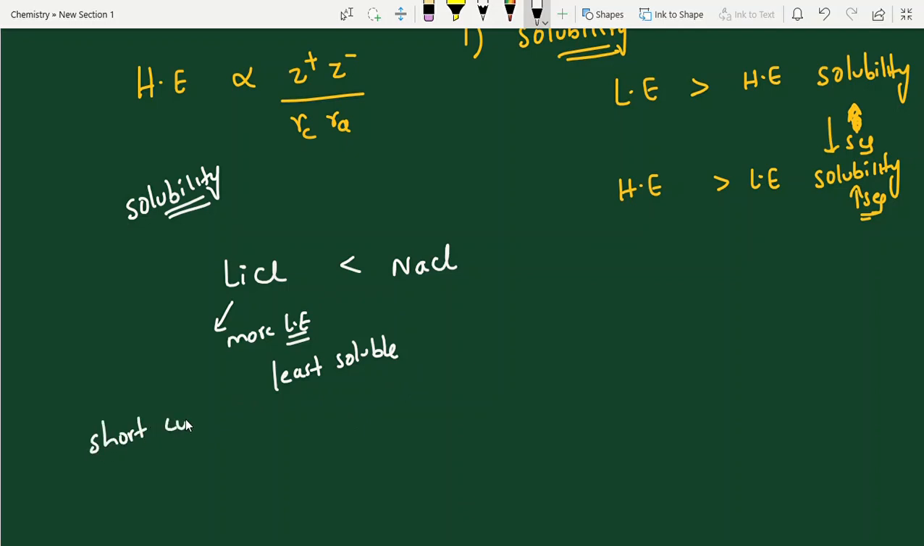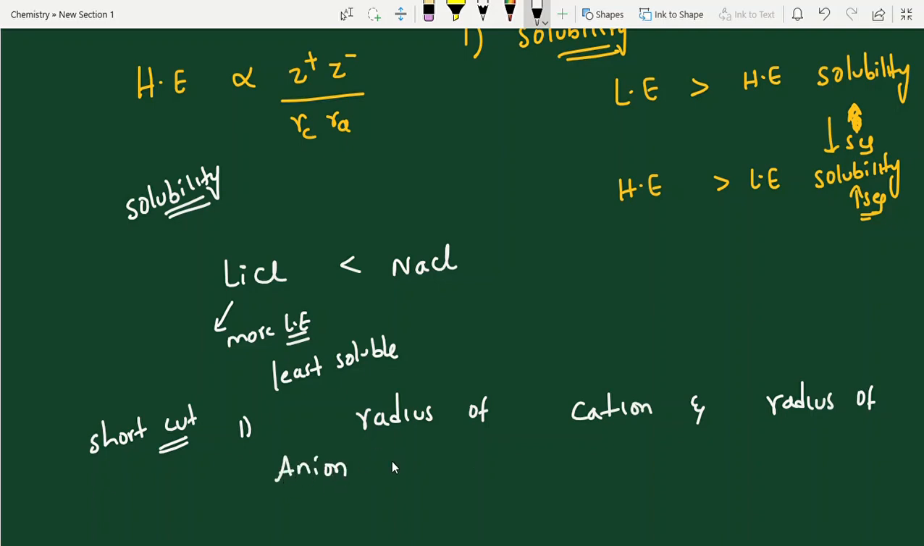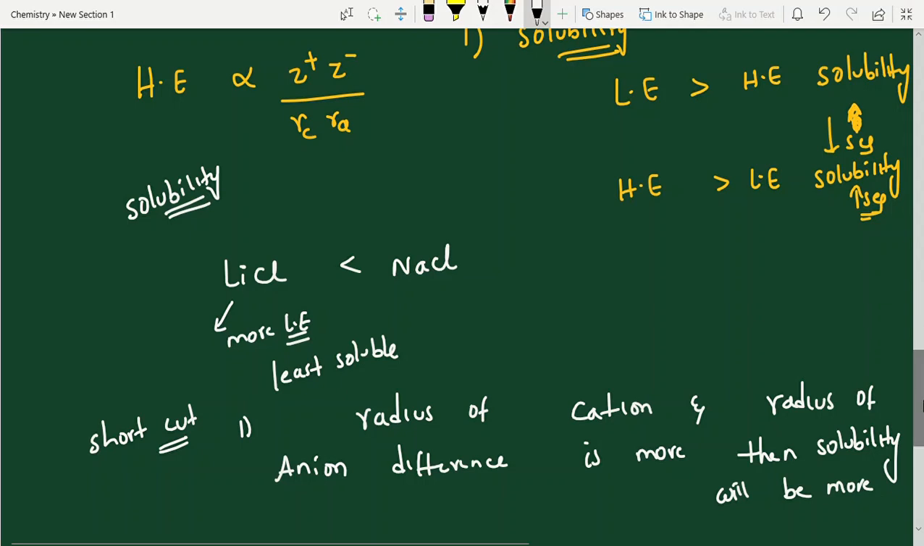So if you are confused about this one, I am giving another shortcut also. Shortcut 1. What is shortcut 1 to explain the solubility? If the difference between the radius of cation and the radius of anion is more, then solubility will be more. Clear? Okay. Now next one. Suppose I'll give you one question.